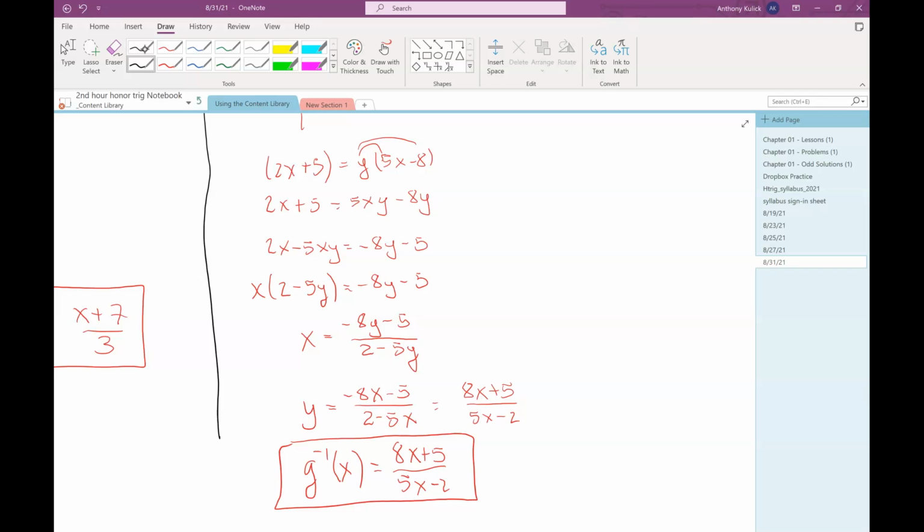We okay with that, though? A tad bit more challenging algebraically, although the process was still identical, right? Isolate the x, then swap the x and y's. You know what I mean?